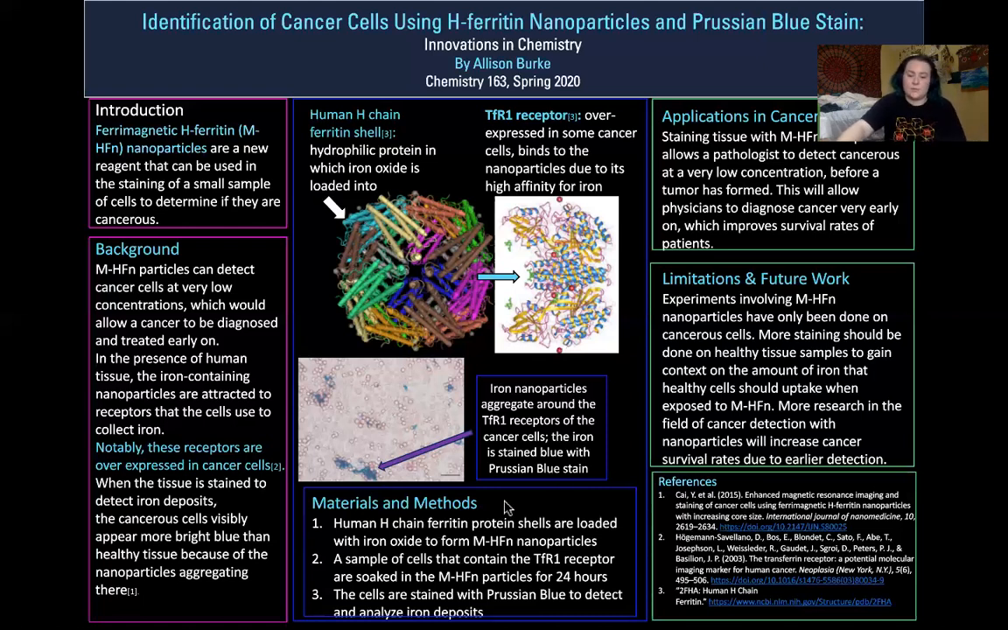And so basically, it's pretty simple to do in theory. You take this circular human protein shell, load it with iron oxide, and soak your cell tissue sample that you think might have cancer in these nanoparticles. Then you would put it on a slide and stain it with the Prussian blue. Ideally, you'd be able to compare between known sets of samples of these tissue stains, and so you could tell if it was cancerous or healthy.